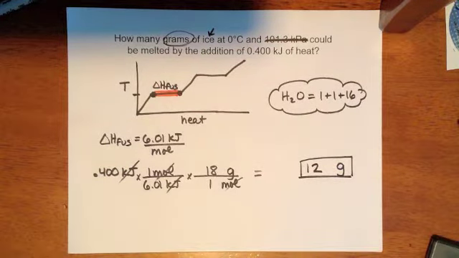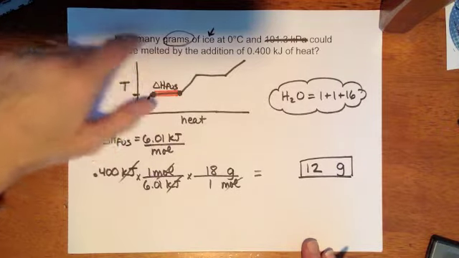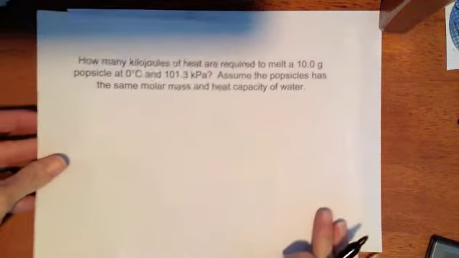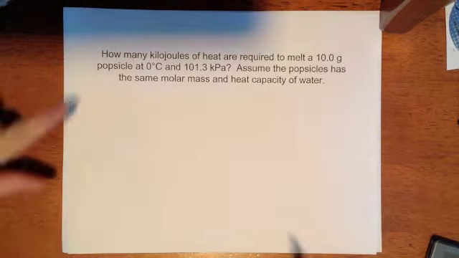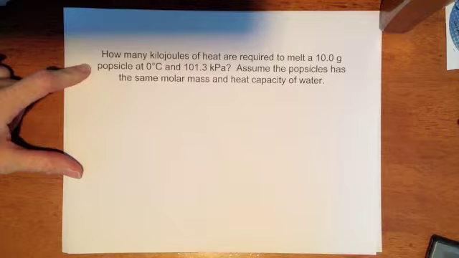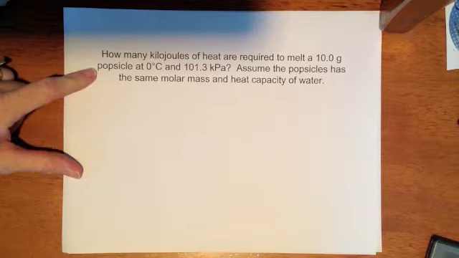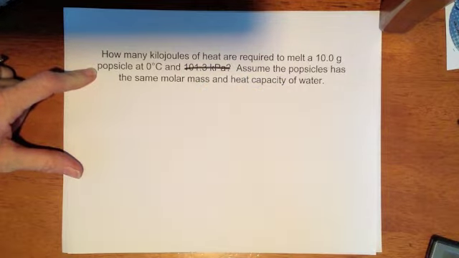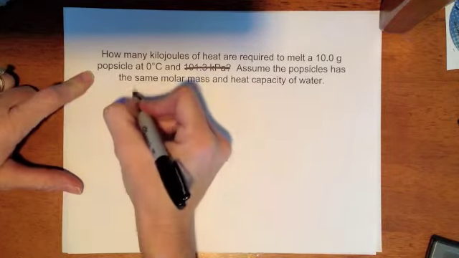So that was it. So we probably could have done this before, it's just that there's a lot of extra information. Let's try another one. The next problem says this. How many kilojoules of heat are required to melt 10 gram popsicle at 0 degrees and 101.3 kilopascals? That's just there to confuse you. Assume the popsicles have the same molar mass and heat capacity of water. So we're pretty much saying popsicles are water. We already knew that.